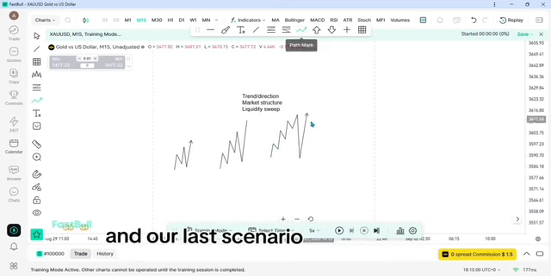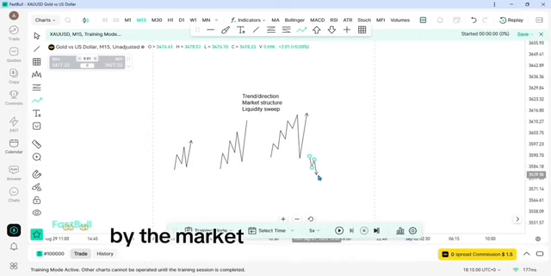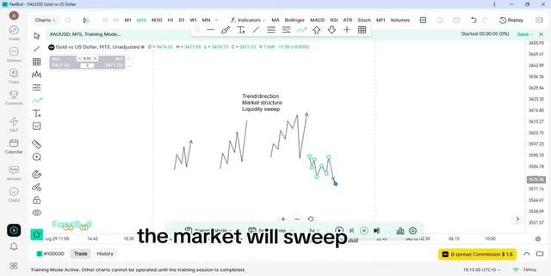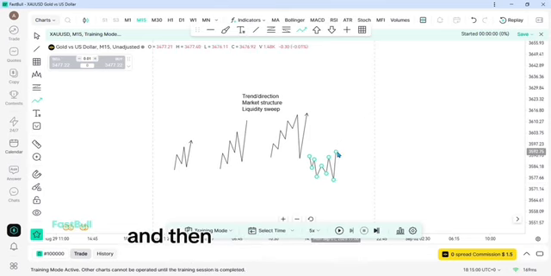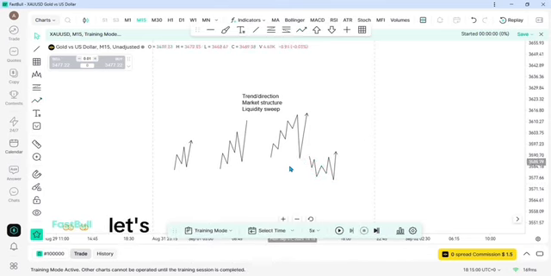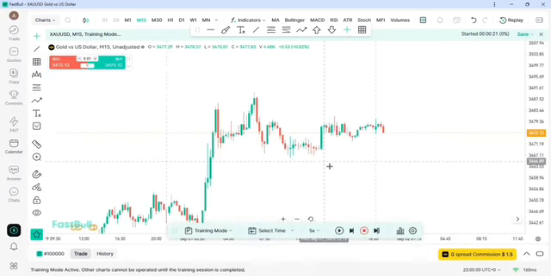And our last scenario is when we get our direction to be bullish, but the market is trending to the downside. And that one, we wait for a change of character to form, the market to sweep the liquidity below, and then continue its bullish momentum. Right? Now let's get to the charts, and then I'll show you some real examples.